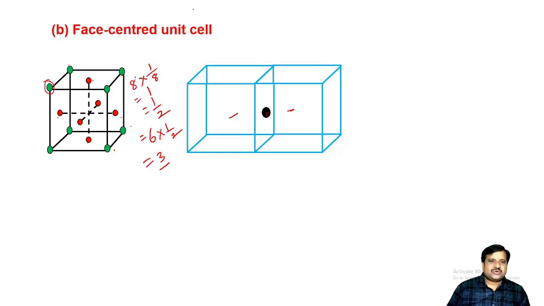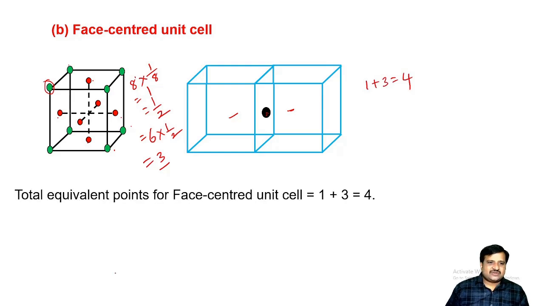So the total number of atoms for the face-centered unit cell is 1 plus 3, that is 4. The total equivalent points for the face-centered unit cell equals 1 plus 3, that equals 4.